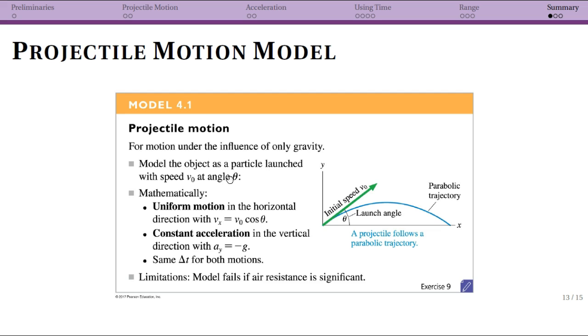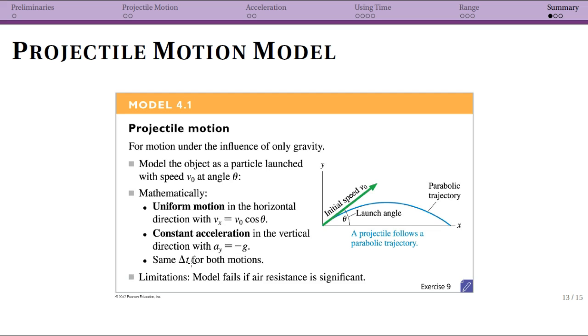You need to consider that our object is going to be treated as a particle. We don't care about its size or shape. And its initial velocity, we're going to say, has a speed v0 and an angle theta. And again, keep in mind that you can't necessarily just relate that to a position in a triangle. In the x direction, you have uniform motion. And in the y direction, you have constant acceleration. So you don't have any acceleration in the x direction, and in the y direction, you have negative g.